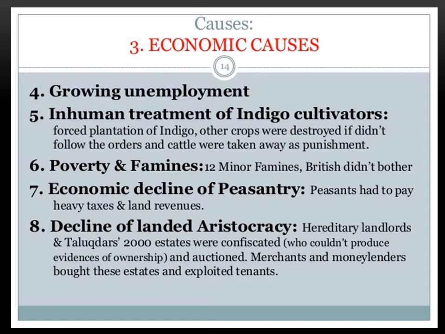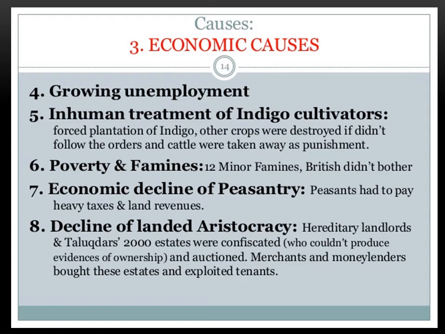Then there were poverty and famines. Poverty is poorness, and famine is the shortage of food. And the British didn't bother at all about any poorness or any shortage of food. Peasants had to pay heavy taxes and land revenues, and they were unable to pay.